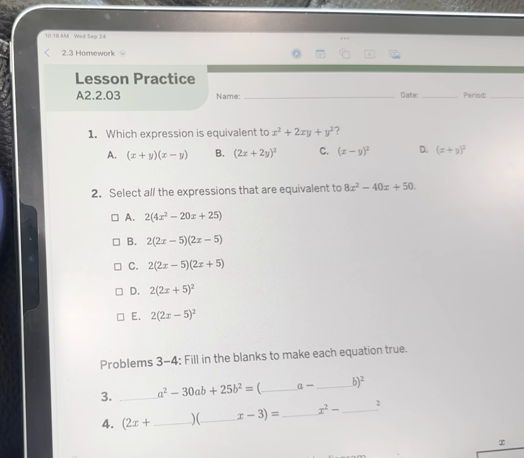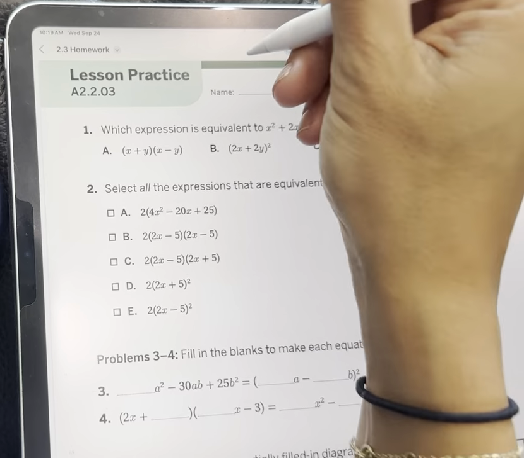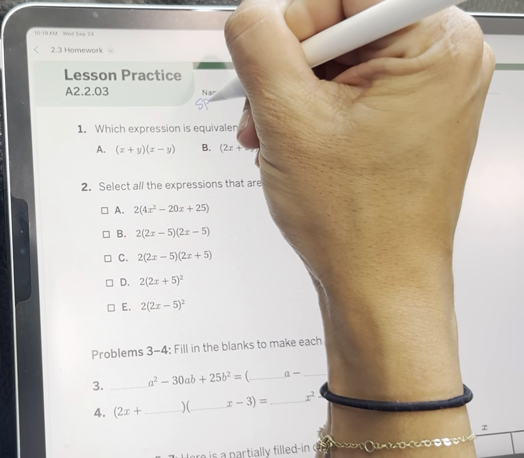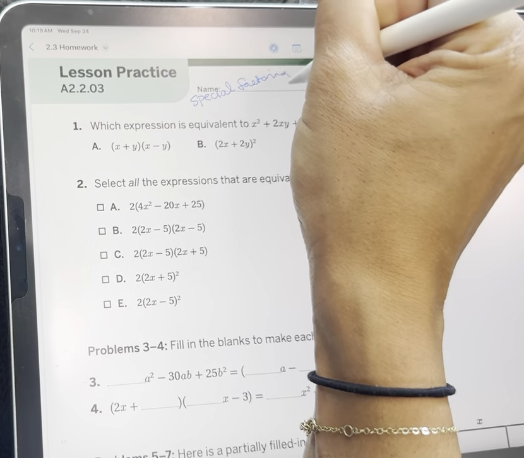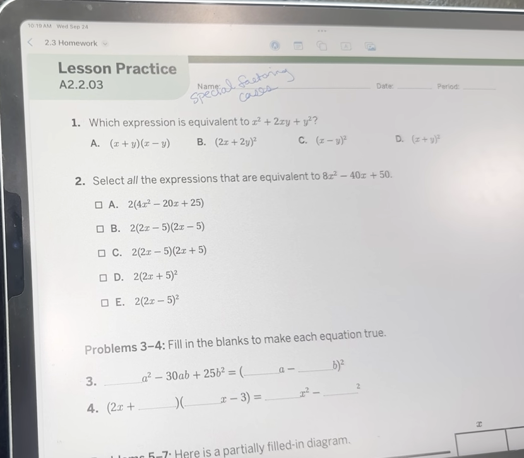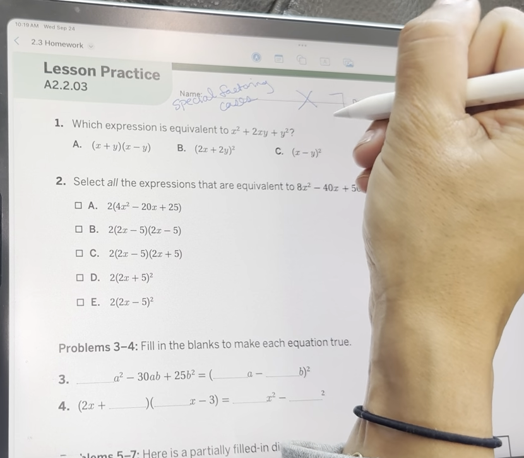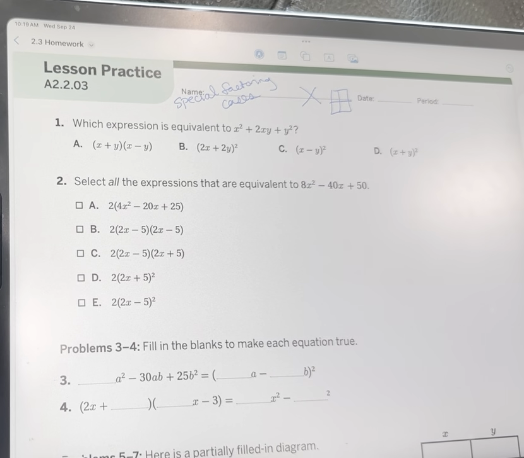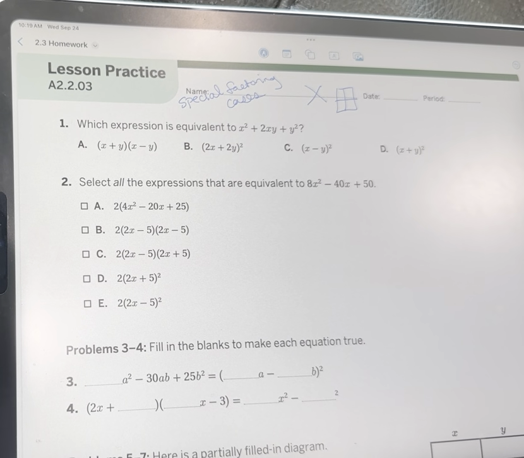Okay, let's do 2.3's homework. So these were special factoring cases, you guys. Now remember, you can do all of them using the old method with the X and the box. And it's just more work that way. Let me show you how to see the pattern.